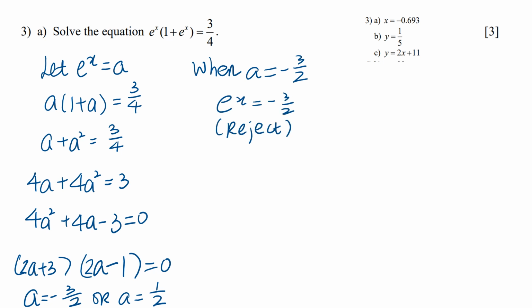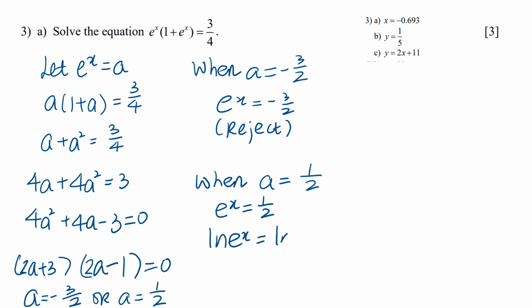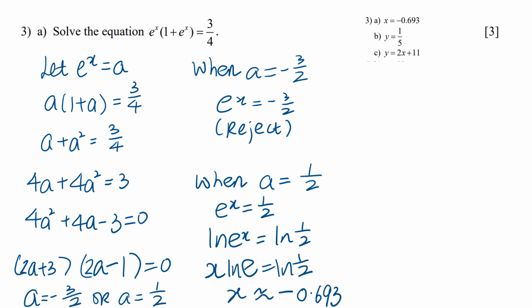As I've explained earlier on, if you have e to the power x equals -3/2, you have to reject this because there is no solution for it. However, when a equals half, e to the power x equals half, there is a solution because both sides are positive. E to the power x is more than 0, half is also more than 0, so there is a solution for it. So we're going to bring natural log to both sides, apply the power law, and therefore x is -0.693.